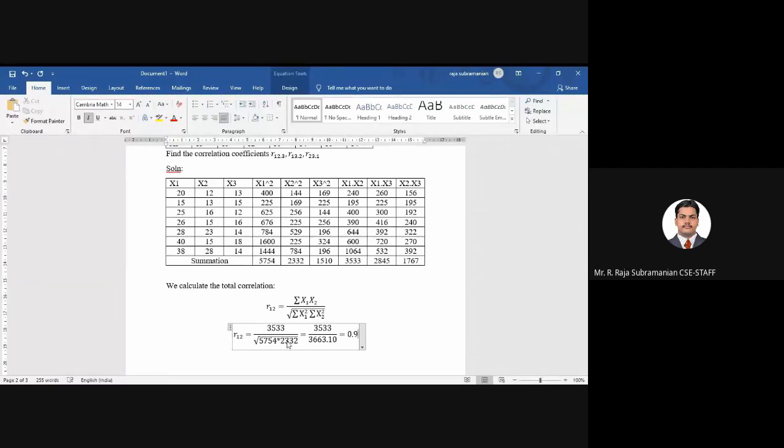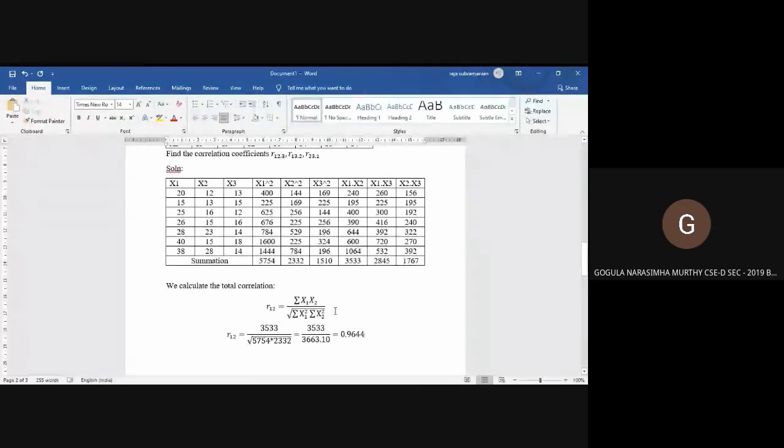0.9644 is one. Whether you are getting the same, nine, denominator six, four, eight? 0.9644, sir. Okay, Pavani, Sasi also said the same. Narasimha, can you check one more time? Okay, sir. Yes. So we go with this. Similarly, we find R13, R23, and we will be substituting them for finding R12.3, R13.2, and R23.1.